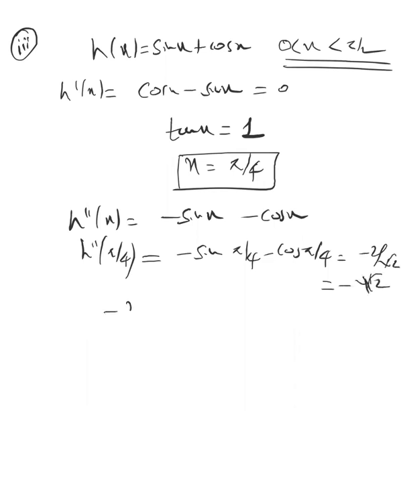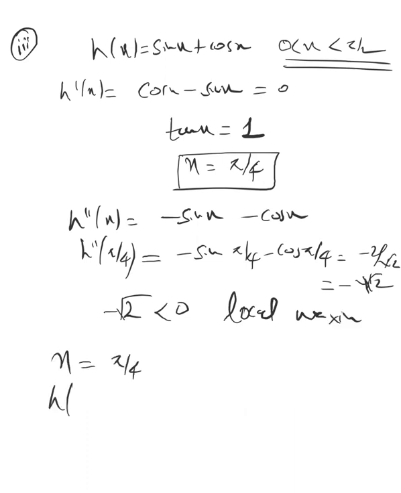Minus root 2, less than 0. So it is local maxima. x equal to pi by 4 is the point of local maxima, and the value of the local maximum is root 2. Got it or not? So note it down this also, please. And raise your hand.